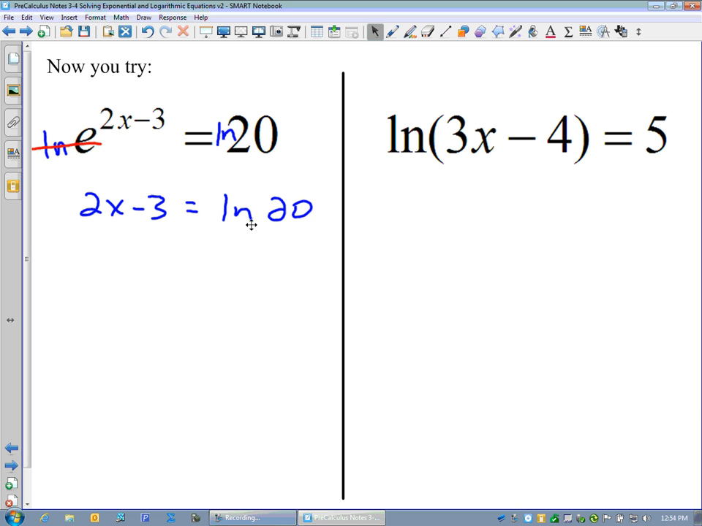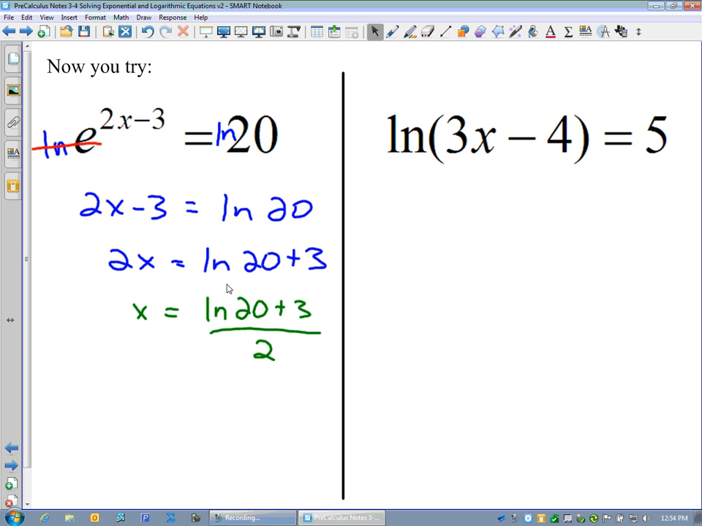Now it's important to realize that natural log of 20 is just a number. That's just a constant. So don't get too worried about the fact that you still have a natural log there. It's just a number. So now solving for x is just like any other simple linear equation. We're going to take the opposite of the constant and then divide by the coefficient. So add 3 to both sides gives us this. And divide both sides by 2 gives us this. Now this would be our exact answer. If you put this expression into a calculator, it'll give you a decimal, which would be an approximation.